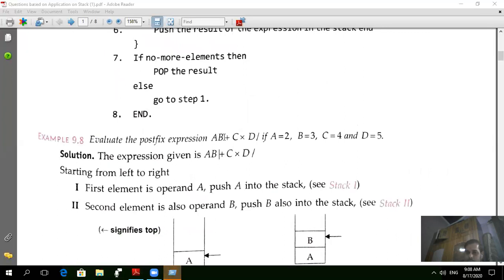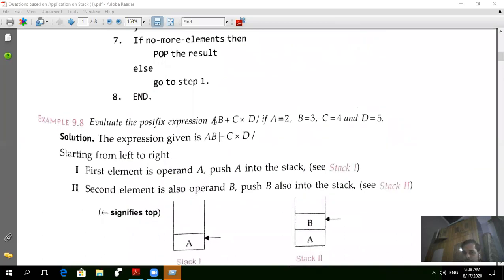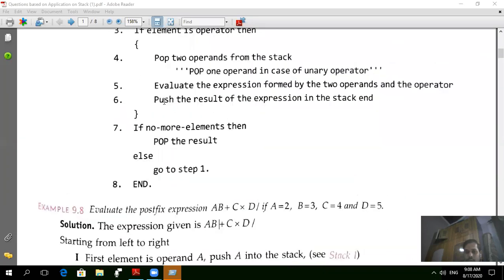Or suppose that the increment operator is given, or a simple unary plus or unary minus sign is given, so at that time you have to pop only one operand. Then step number 5: evaluate the expression formed by the operands and the operator. After popping, to perform your operation, A plus B, now the expression is A plus B, and then you have to process it. The result of A plus B, you have to push the result of the expression onto the stack. This is the sixth step.